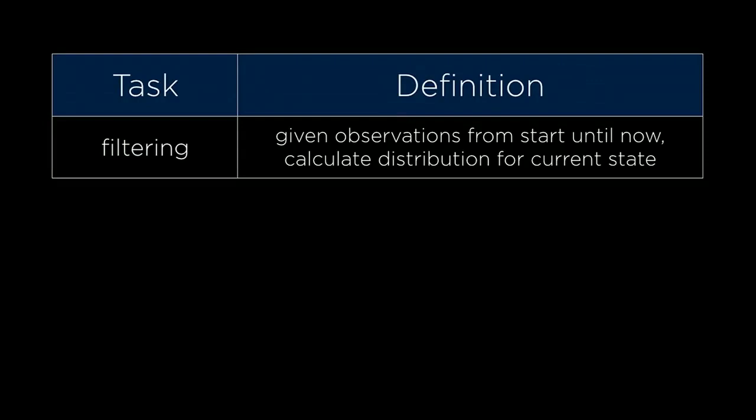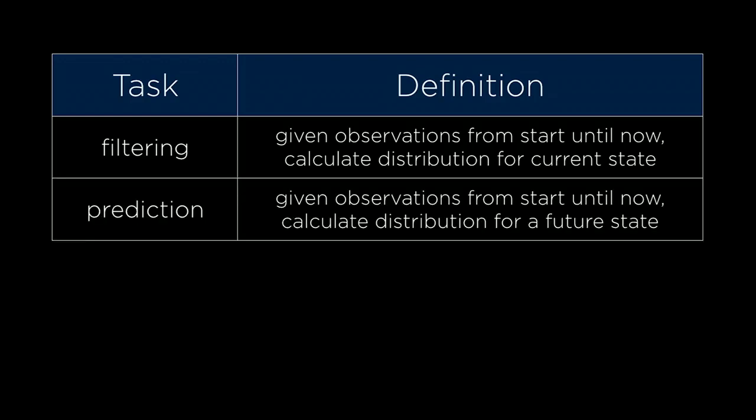Meaning, given information from the beginning of time until now on which days people bring an umbrella or not, can I calculate the probability of the current state: today, is it sunny or is it raining? Another task that might be possible is prediction, which is looking towards the future. Given observations about people bringing umbrellas from the beginning of when we started counting time until now, can I figure out the distribution for tomorrow: is it sunny or is it raining?